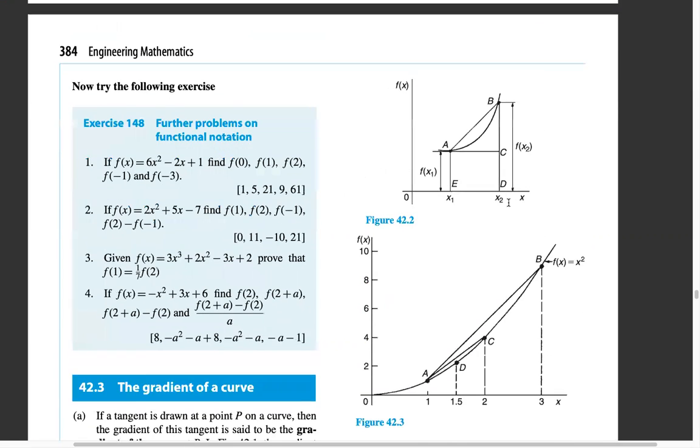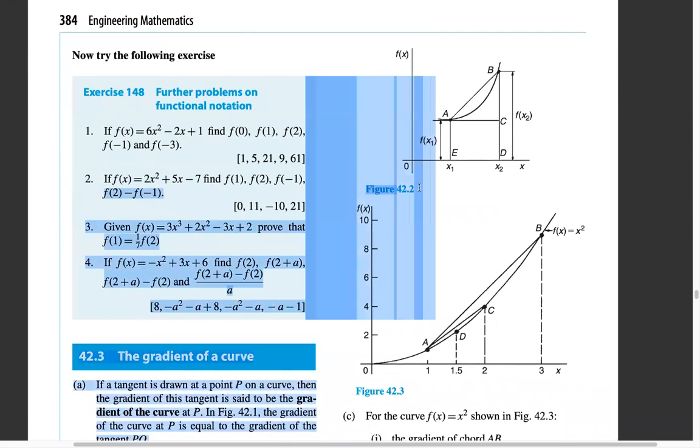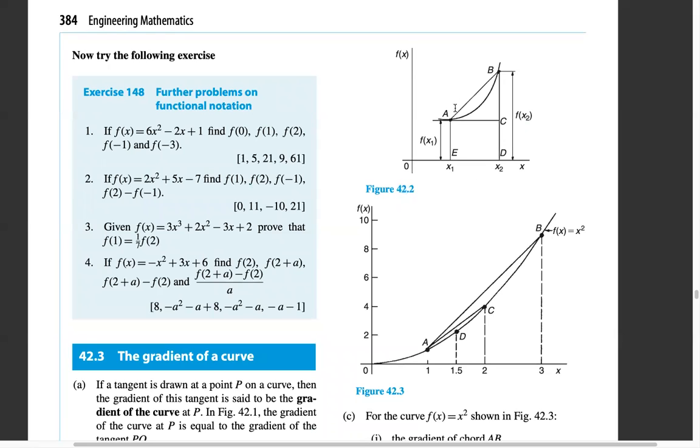So you see here now, figure 42.2, right? You have a curve. We have 2 points on the curve. Each point has coordinates (x1, y1) and (x2, y2), where y1 is f of x1 and y2 is f of x2. The line AB, well, it's not a tangent, it's a chord. A straight line joining 2 points on an arc is called a chord, right? So AB is a chord.